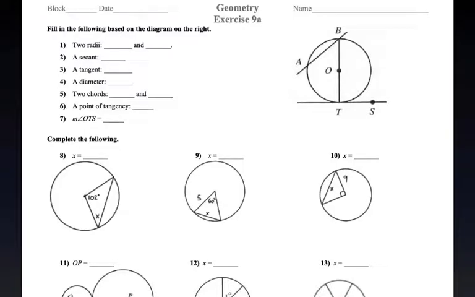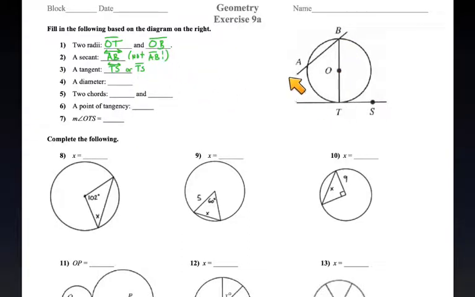All right, let's look at these things. First of all, the types of parts of the circle. Two radii. Radii go from the center to the point outside. So segment, they need to be segments. Make sure you put the line marker on top of them, or the segment marker, I should say. OB and OT are the two radii.